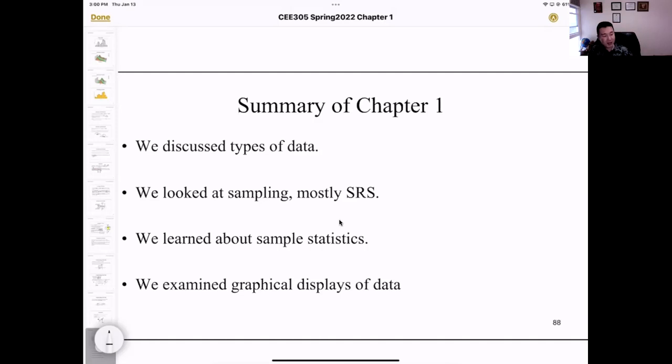All right. So that's the end of chapter 1. We finished that in the first week. In the second week, we'll discuss chapter 2, which is probability. Okay, any questions before we dismiss?